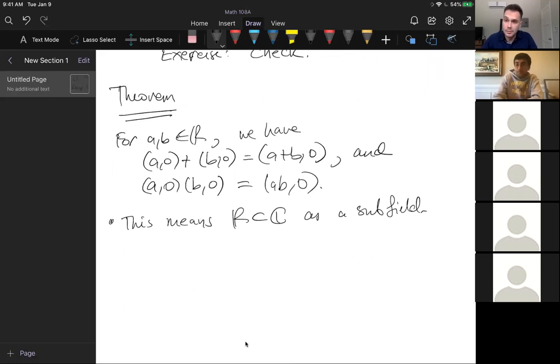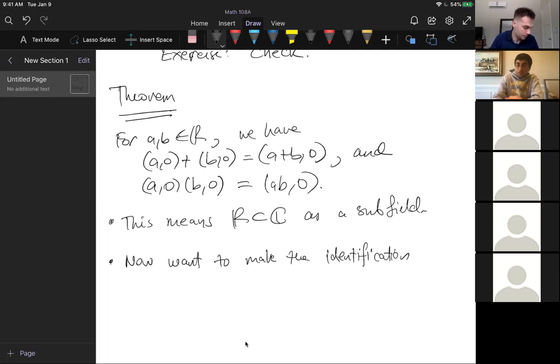So one thing that I should clarify now is we kind of all know the complex numbers is something that looks like a plus bi, where i is the square root of -1. Okay, and so now I want to identify the construction here with what we already intuitively know. So we now want to make the identification of (a, b) with a plus bi.